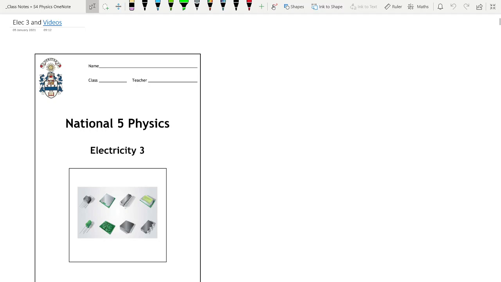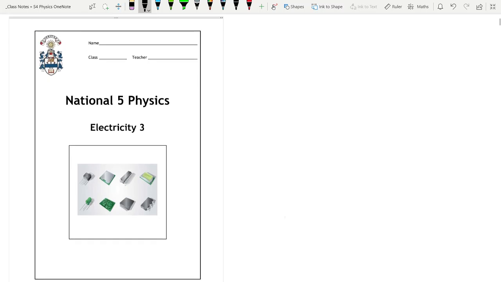Hi everyone. So you've done a little bit of revision now on your previous electricity topics, electricity 1 and 2. We're going to start electricity 3. Electricity 3 just builds on everything that you've done in electricity 1 and 2, and it introduces you to a few new equations and a few new circuit diagrams.